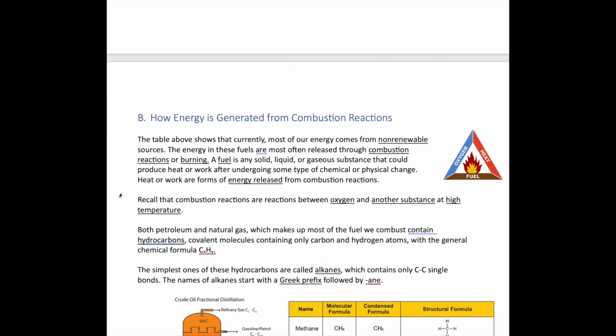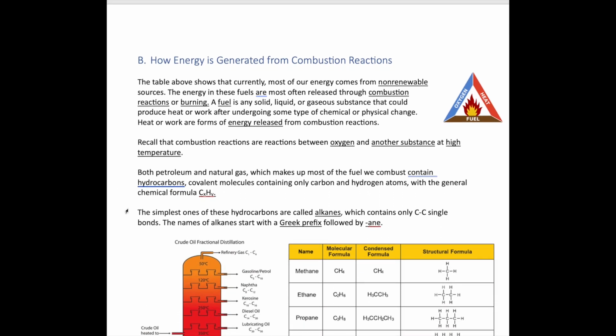But before we can discuss that, we first need to understand how energy is generated. Most of our energy that comes from these non-renewable sources are released from these fuels through combustion reaction or burning. So when I say fuel, I mean it's any solid, liquid, or gas substance that could produce heat or do work after undergoing some type of chemical or physical change. Now, typically that chemical change is combustion. And you may remember that combustion just means burning, or it's a reaction between that fuel with oxygen at high temperature.